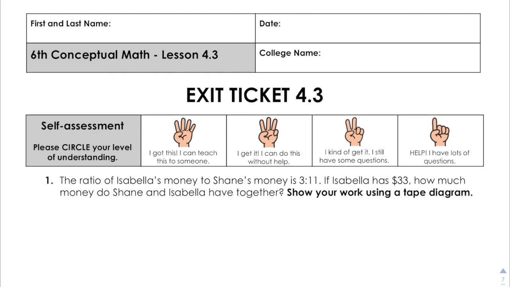All right, guys, I'm here to do exit ticket 4.3. Let's get started. The ratio of Isabella's money to Shane's money is 3 to 11. If Isabella has $33, how much money do Shane and Isabella have together? Show your work using a tape diagram.